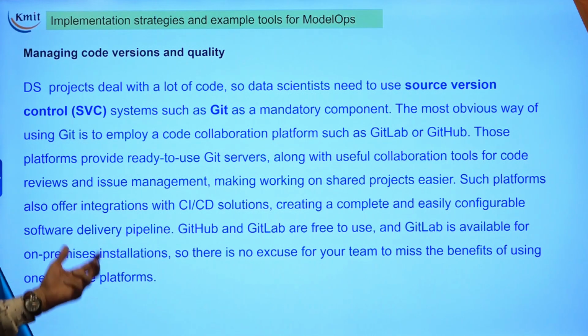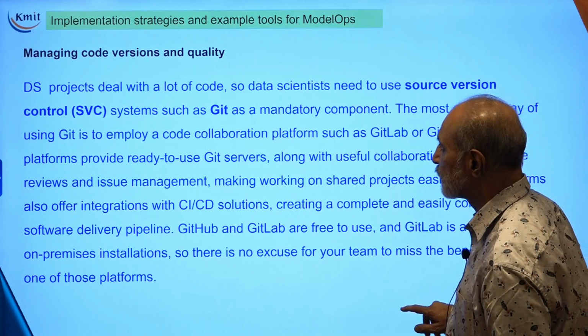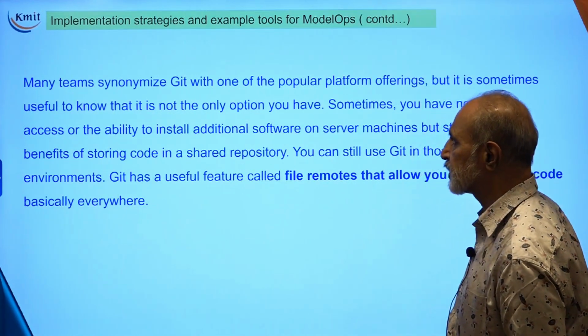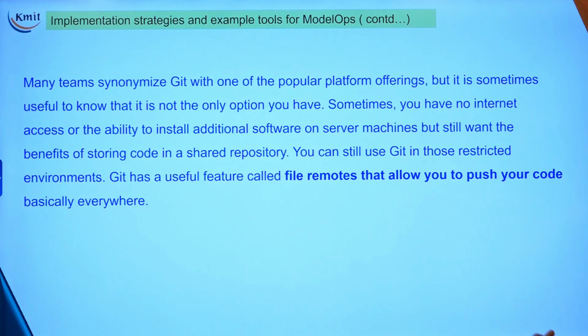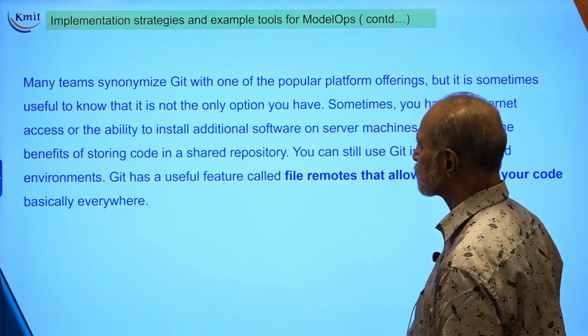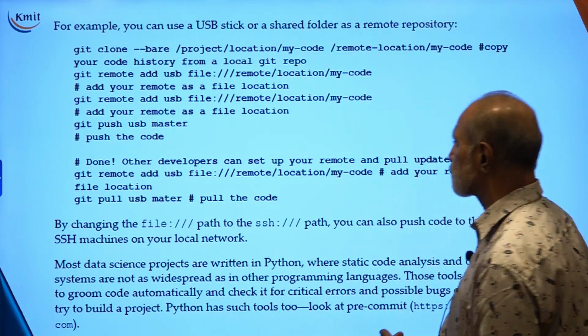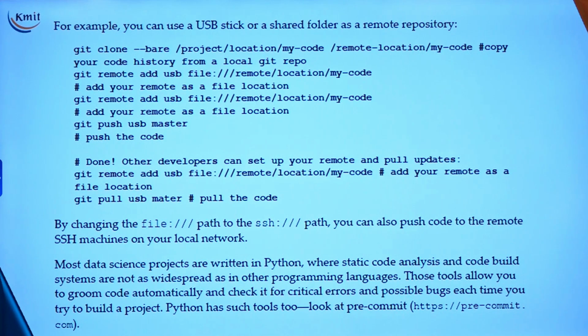So you can see that GitLab and GitHub are free, and they are very good for developing the code version and the quality of the code. Many teams synonymize Git with one of the popular platform offerings, but sometimes it is useful to know that it is not the only option. We have other options also, but this is the most popular one, and we use it. So you can see here I have just shown you the code from the book.